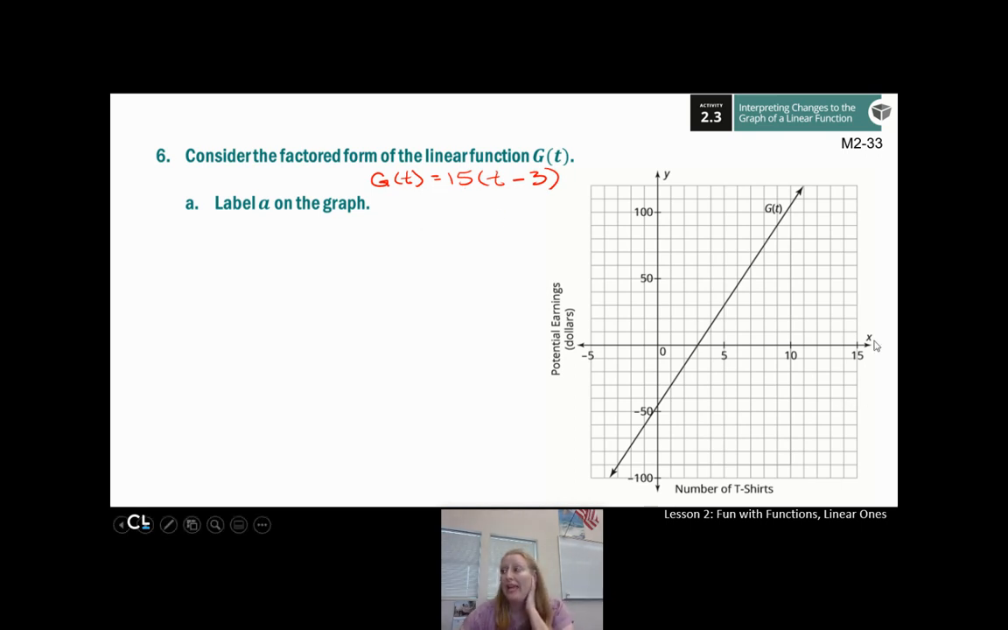So what's your A and where is it on your graph? And part B, what's the 0 of the function and where is that on your graph? Go ahead and hit pause to answer A and B here on number 6, and then hit play when you're ready to check your work.